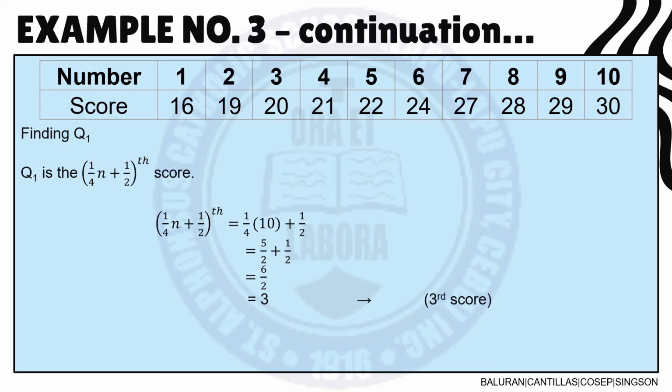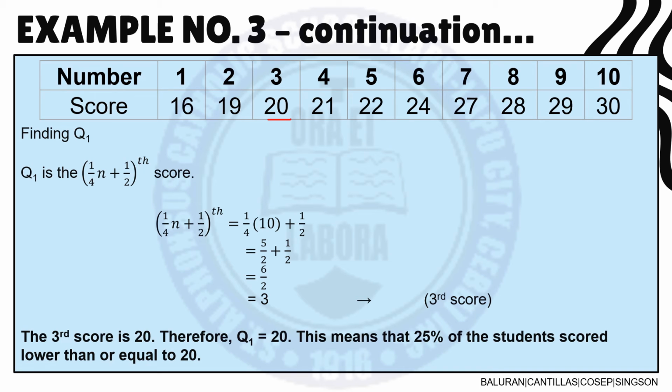Then let us now locate the third score from the given data, and that is 20. Therefore, the first quartile is equal to 20. This means that 25% of the students scored lower than or equal to 20.